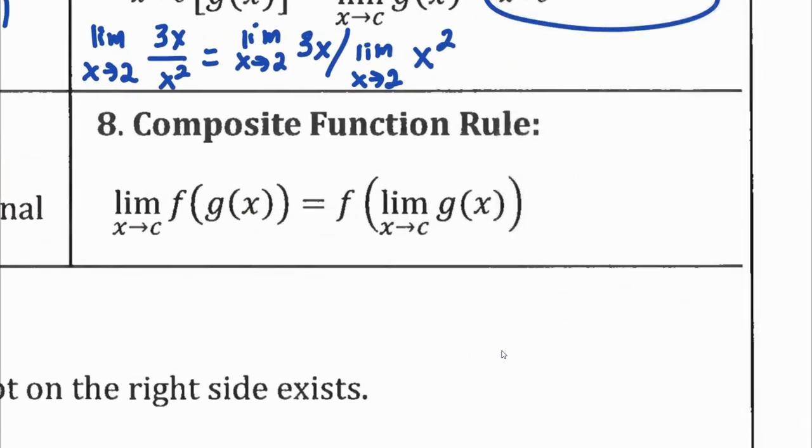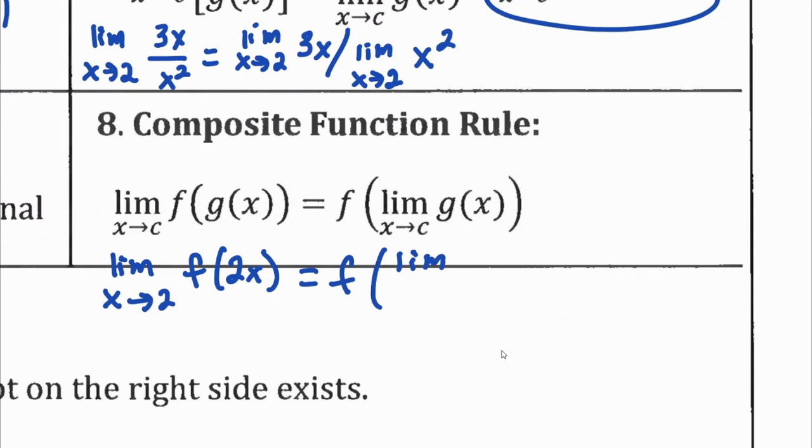The other really big one is a composition of functions. And so this is saying the limit of f of g of x is equal to f of the limit of g of x. And so we do have to be really careful here. It's kind of hard to write this in a notation, but let's say if we did the limit as x approaches 2 of f of 2x, this would be the same thing as if we took the limit first and then plugged it into f.